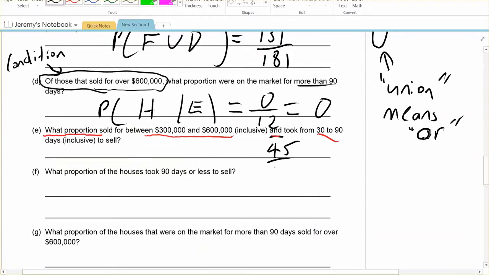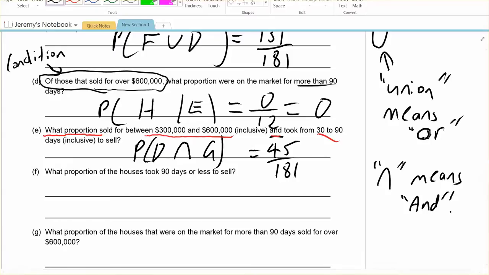And the way we write that notation, we use a symbol for AND. So remember, it's the probability of D and G. And the symbol we use for AND is this symbol here. It's kind of like an upside down U. So that symbol there means AND. It means they both happen. Sometimes called the intersection of the two events.